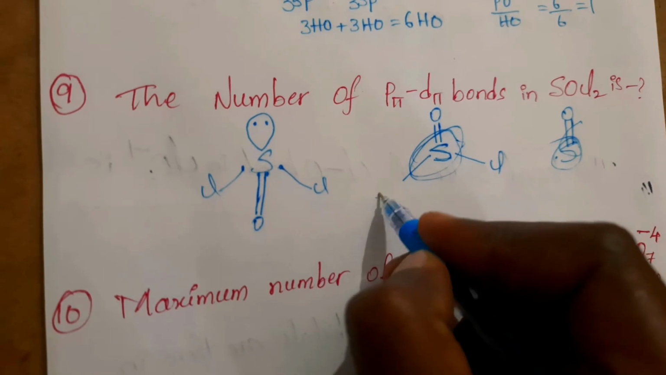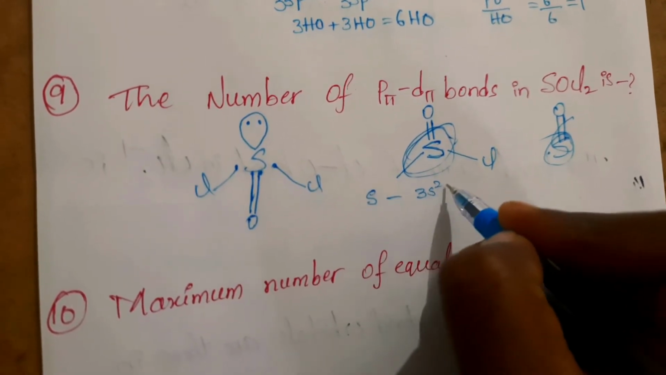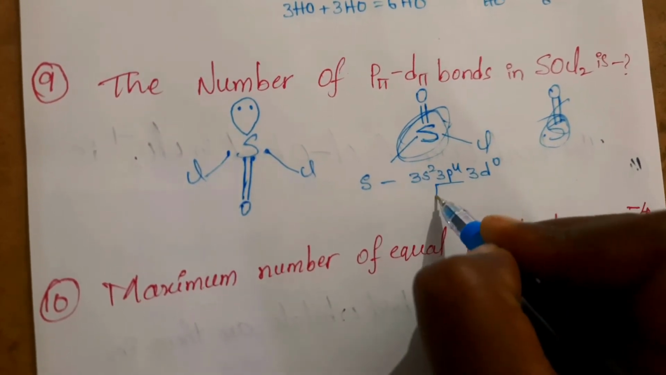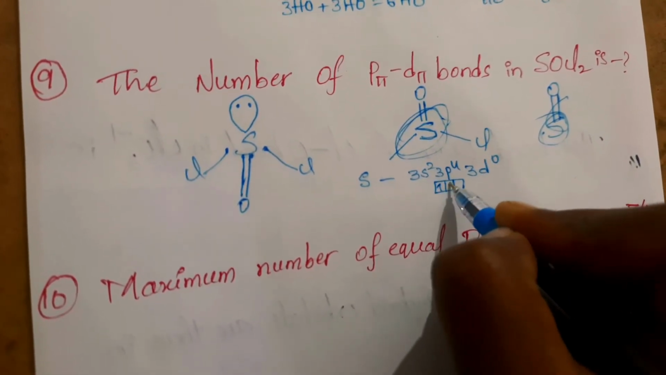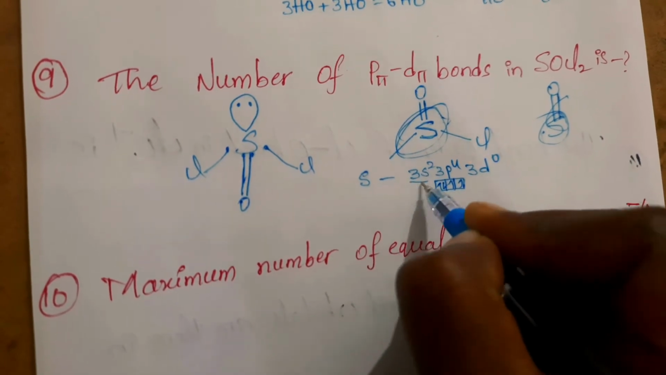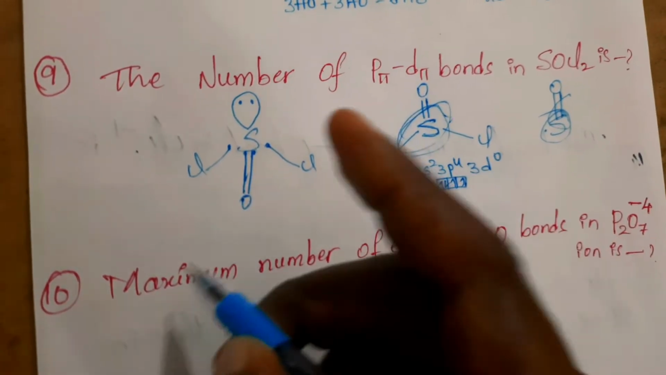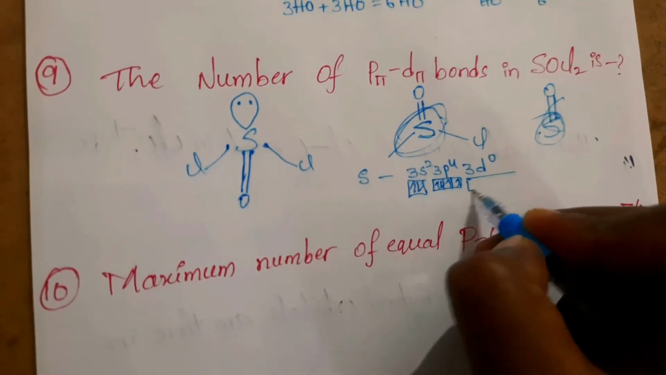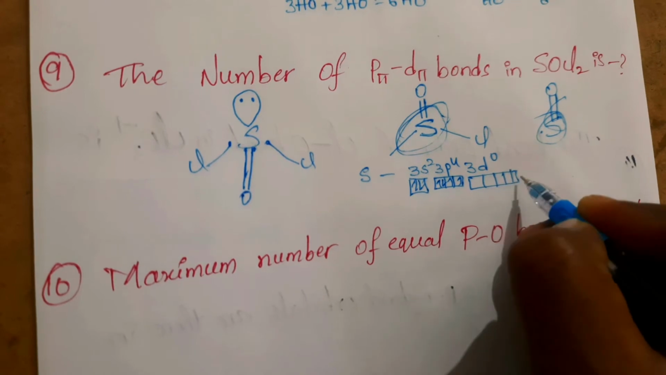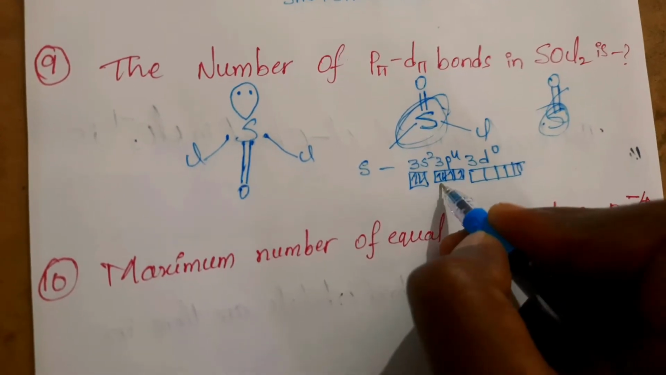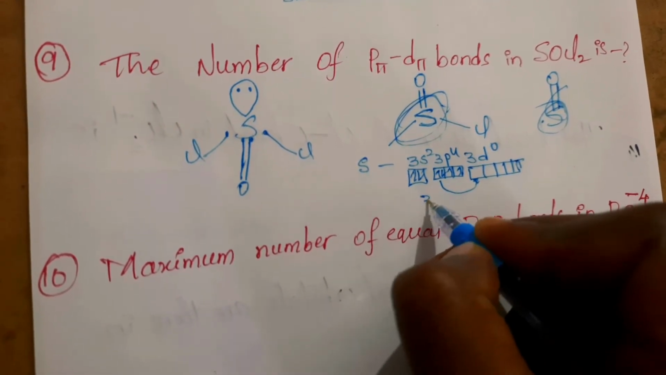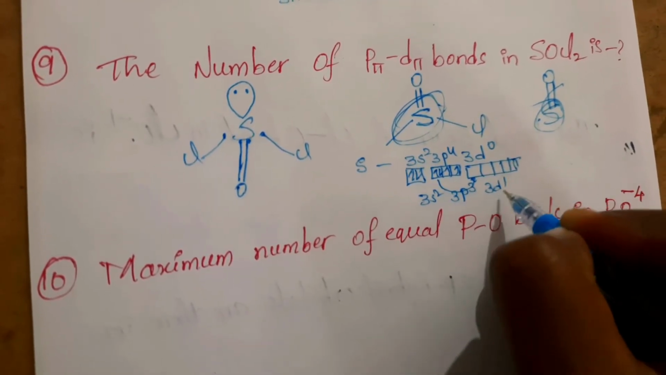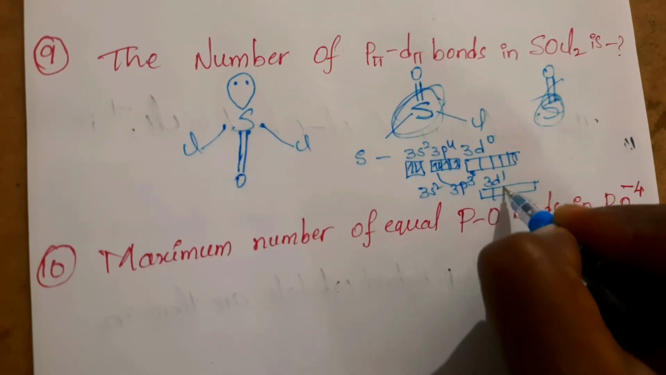Here sulfur valence shell configuration is 3s2 3p4 3d0. By seeing this configuration, it can form only how many bonds? It can form 2 bonds. But what happened? The sulfur is forming 4 bonds. Means we should get 4 unpaired electrons. So what we have to do? We have to do the excitation of electrons. So one electron is excited here. Then 3s2 3p3 3d1 it is.